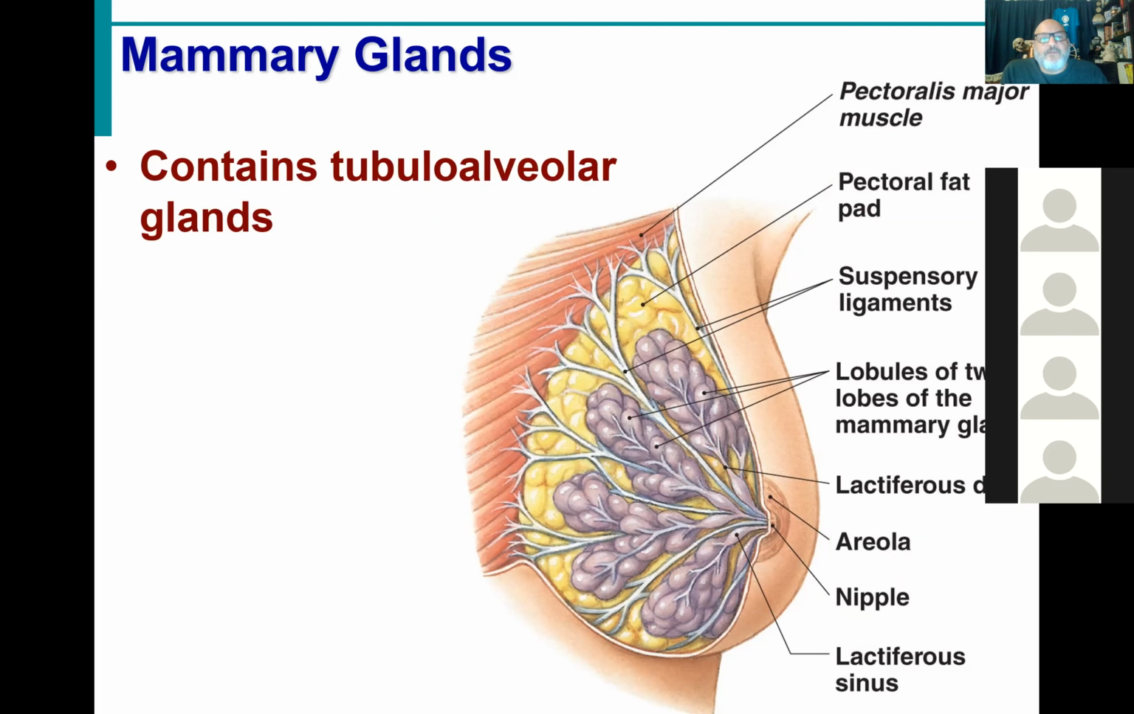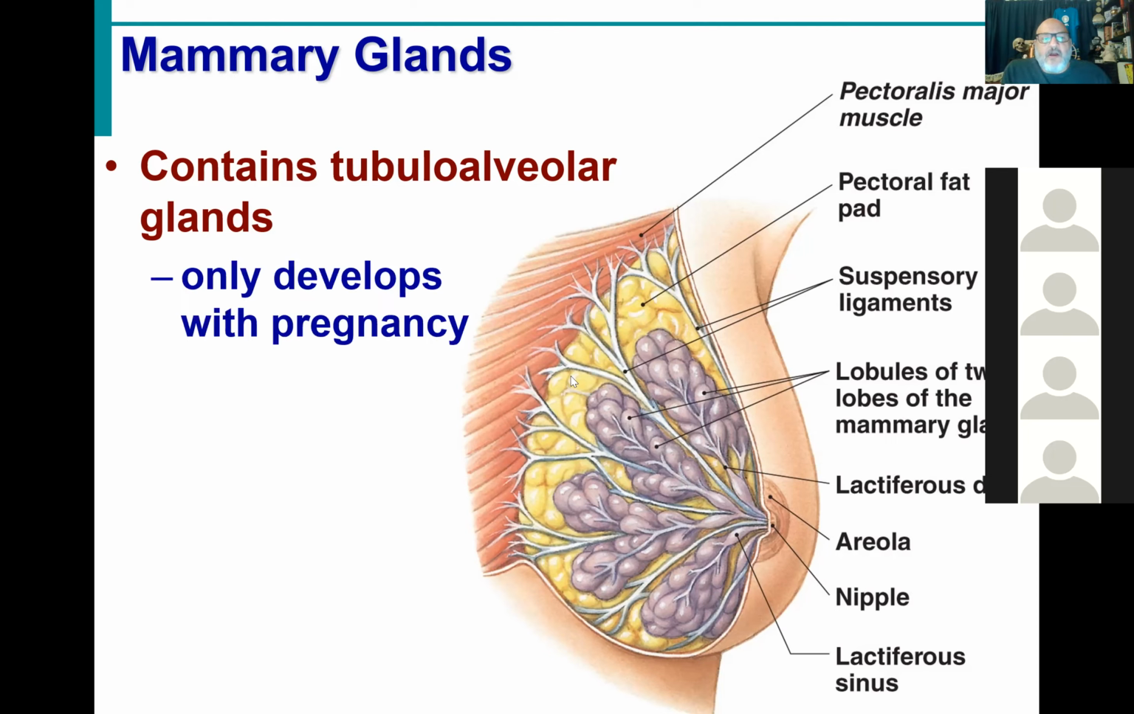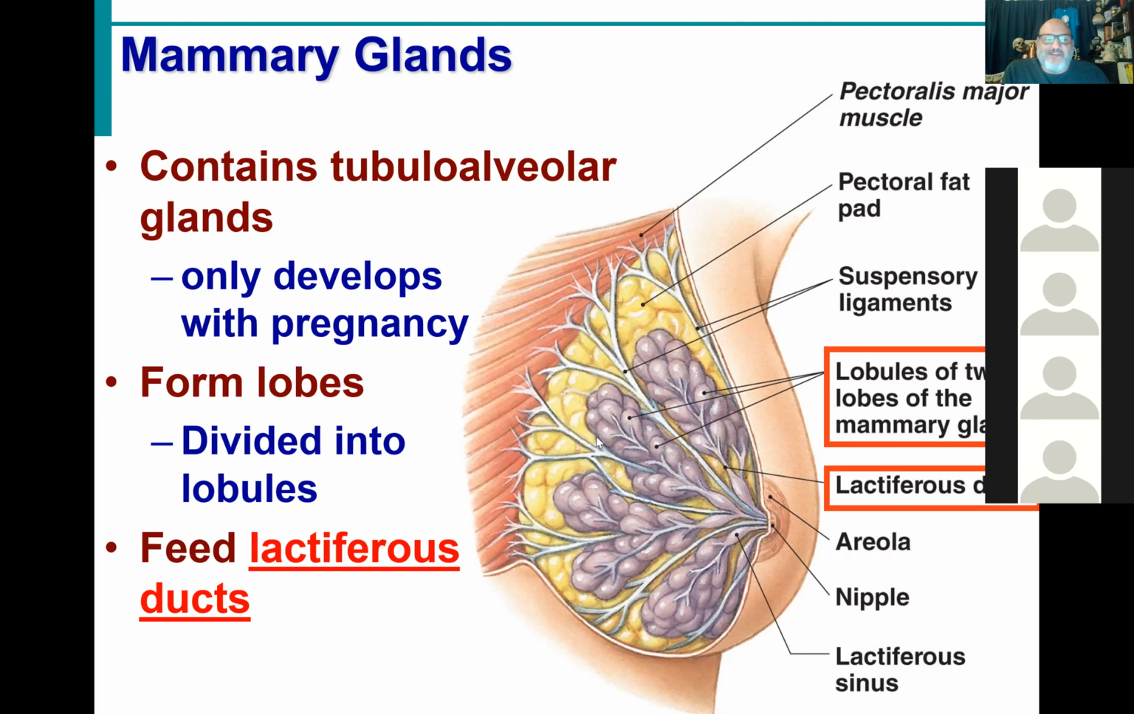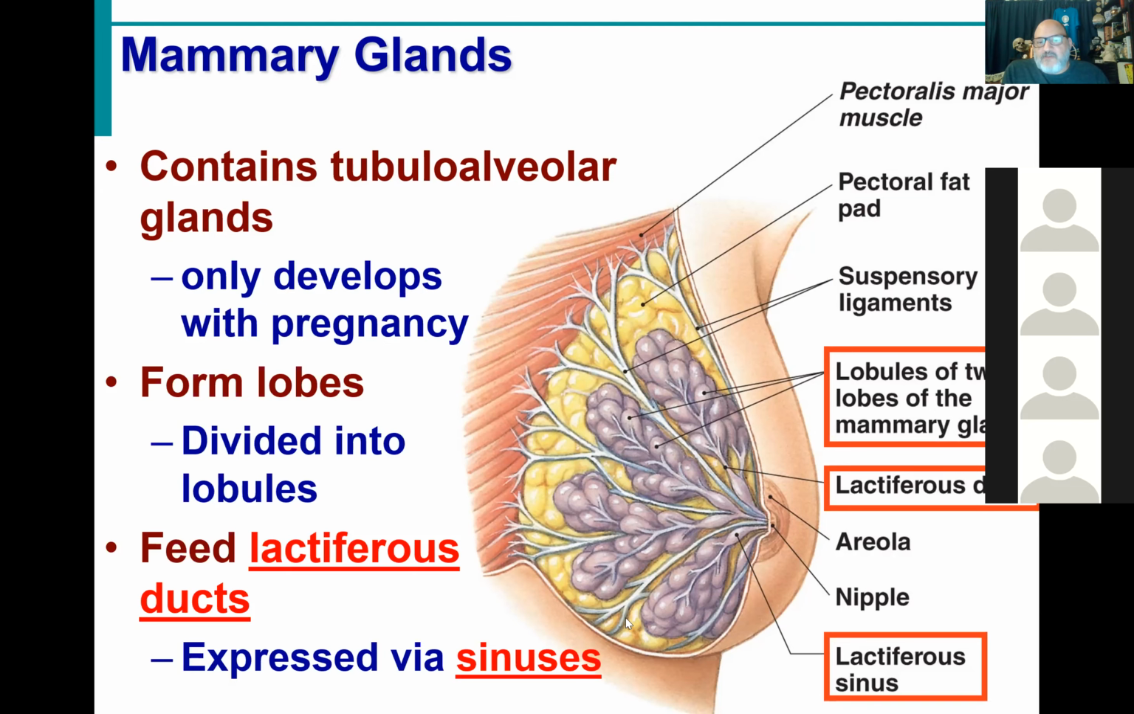All right, excellent. The glands themselves are a combination of tubulo-alveolar glands. They, again, only develop upon pregnancy. They're compartmentalized into individual lobes that have individual lobules separated by connective tissue within them. And again, you're not going to be responsible for that histologically, but in an illustration or a model like this, we have to see that that lactiferous duct comes out of the lobes into that lactiferous sinus, as we mentioned, for expression.